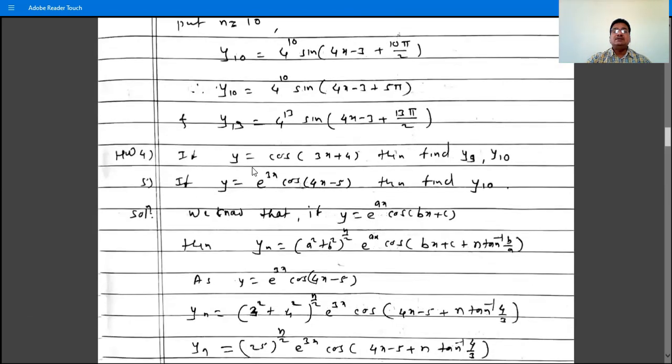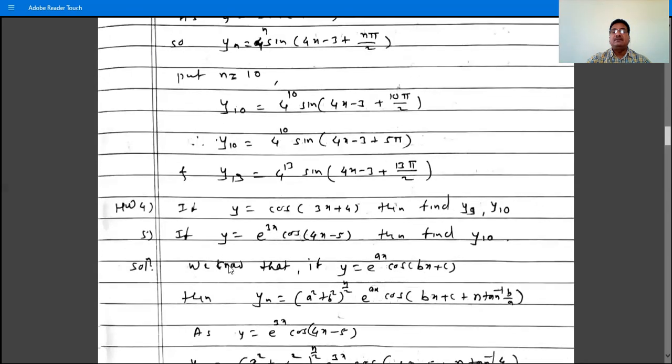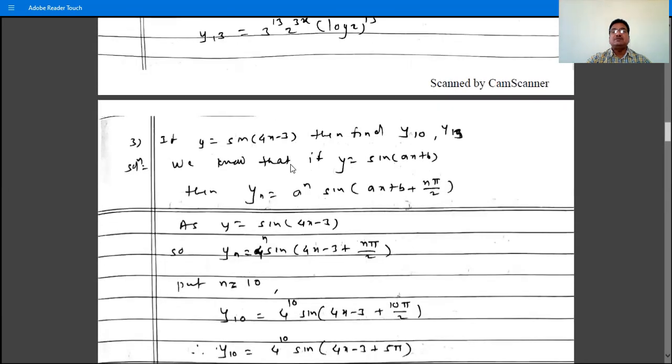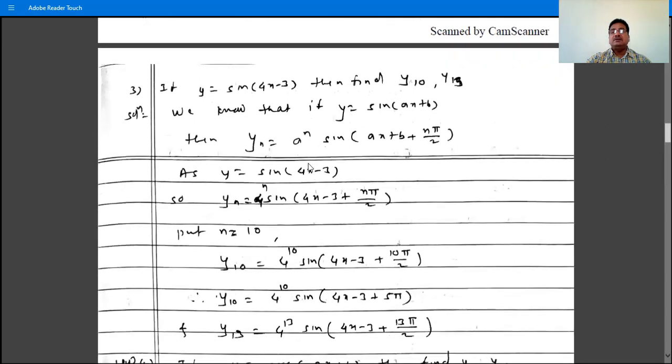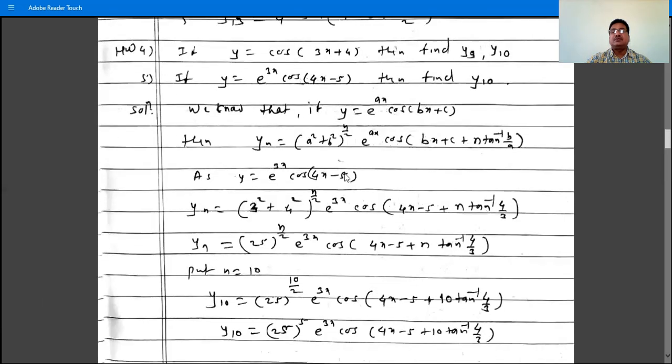So if y is cos 3x plus 4, then find y9, y10. Write the formula for cos ax plus b. If y is cos ax plus b, then yn is a raised to n cos ax plus b plus n pi by 2. So by using that formula, find y9, y10. This problem is for homework.